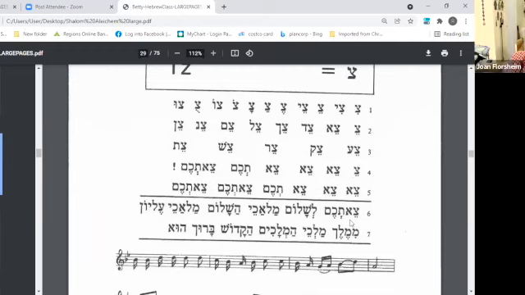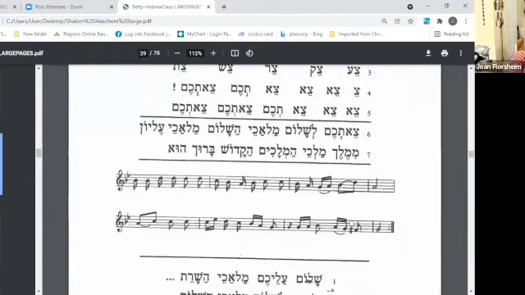Shalom. Malahe Hashalom. Malahe Elyon. Mimelech. Malahe Hashalom. Hakadosh Baruch Hu. Baruch Hu.